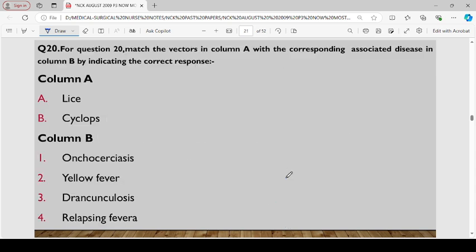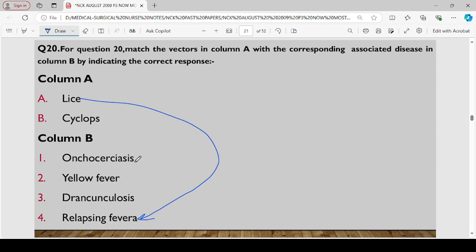All right. For question number 20, you match the vectors in A with their corresponding associated diseases in B, right? So lice are normally related to relapsing fever, right? Relapsing fever, it can be either the louse-borne or the tick-borne, right? Or the tick, all right? Okay.